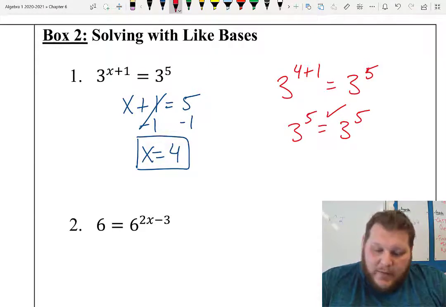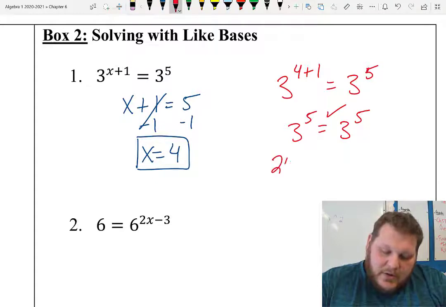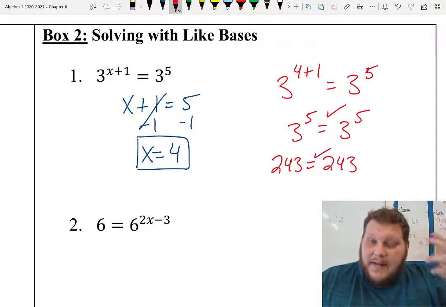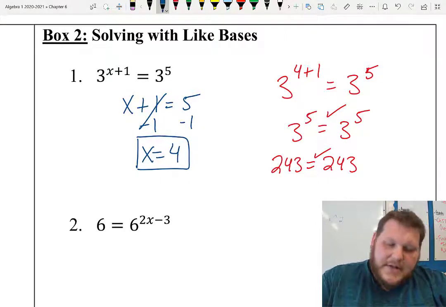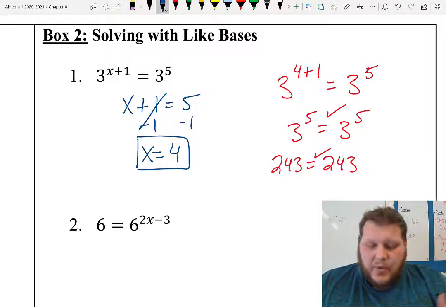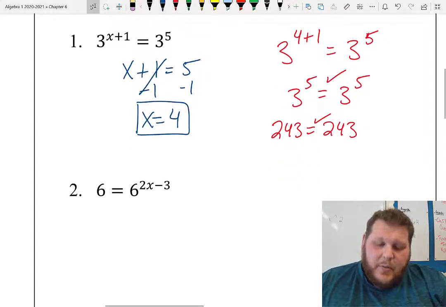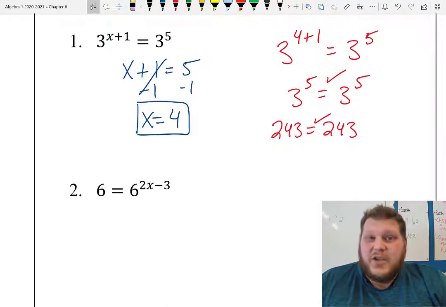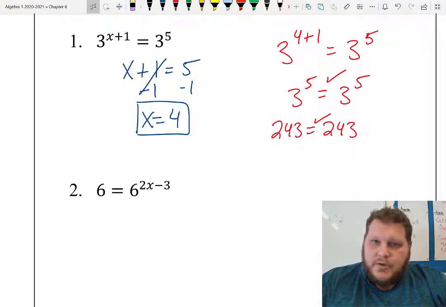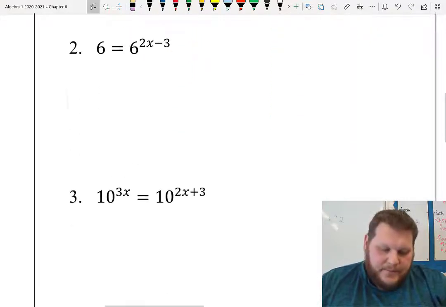Or if you want to evaluate, 3 to the 5th power is 243. So 243 equals 243. If you want to go further, we know that is definitely true. So that's how you would check your answers. For something simple like this, probably not as important. As we go to some of the more complex ones, it's probably a good idea to check our answers. But I just wanted to show you on this first one how to do that, and from here it's your choice on whether you go back and check your answers.